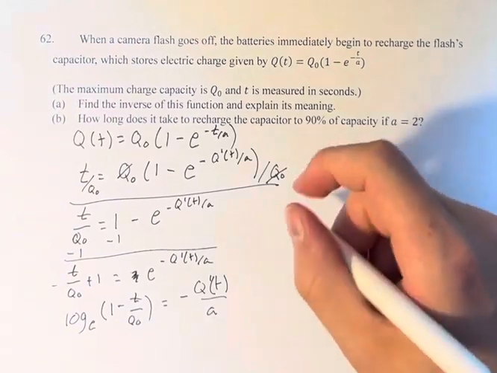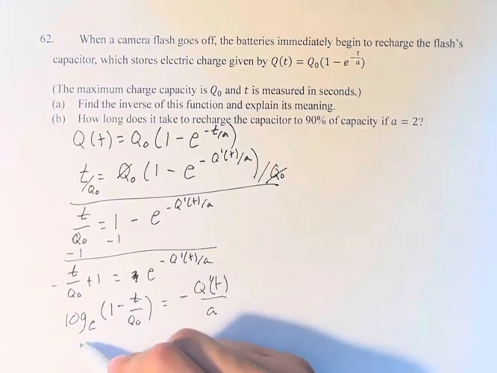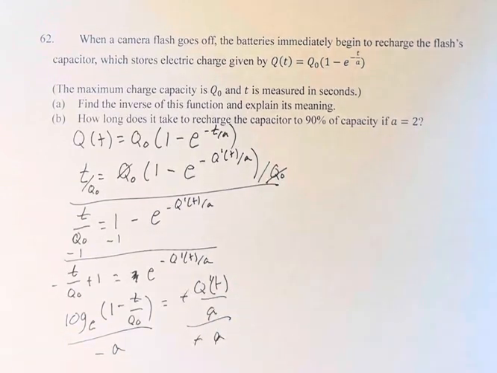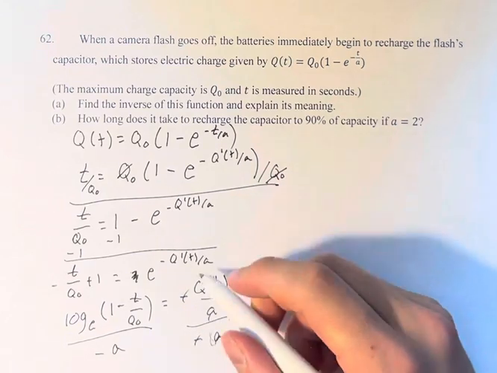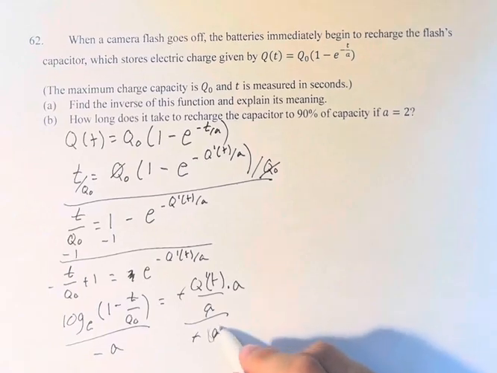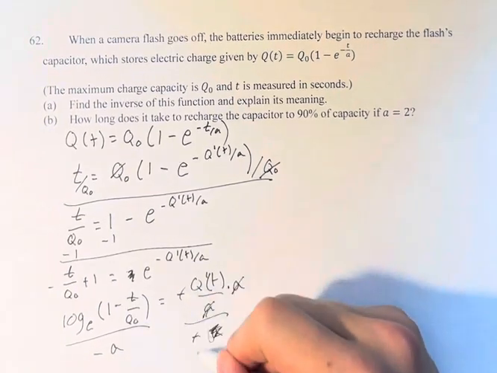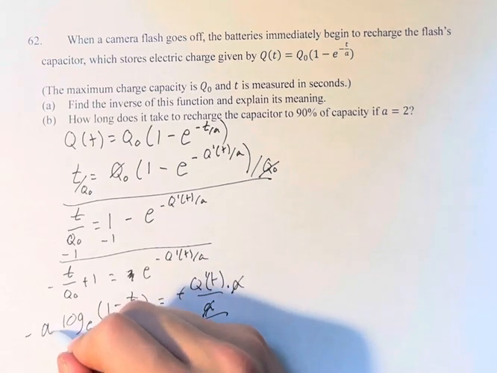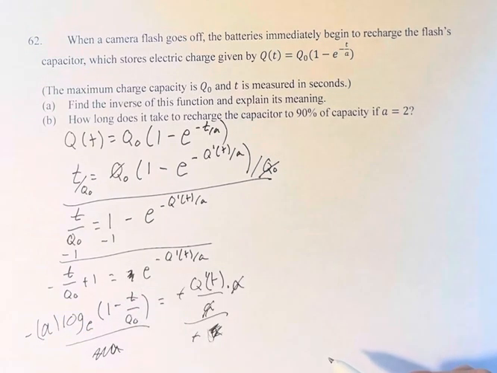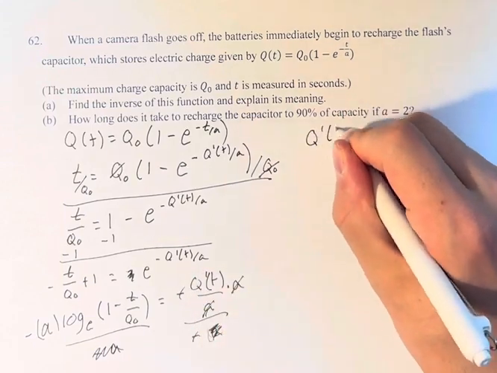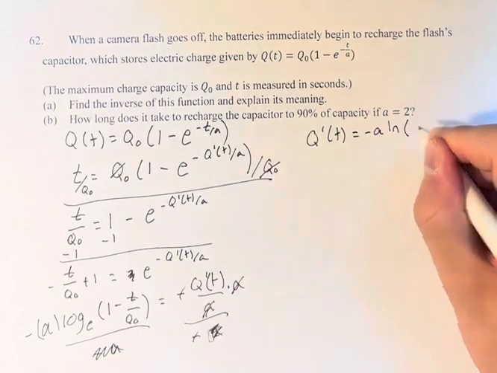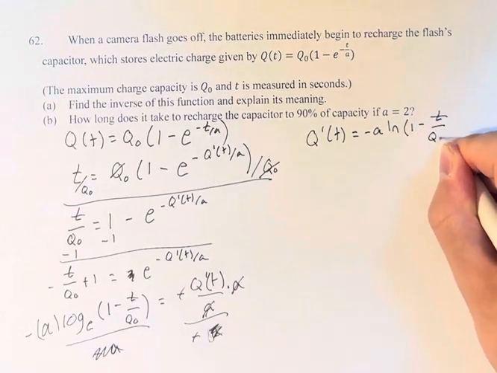Bringing this up here. If we divide both sides by negative a, negative signs cancel, a's cancel. And actually, we're going to have to multiply by a since it's in the denominator. So ignore this. This a cancels with this, and the negative signs, it doesn't matter, they just cancel anyways. So multiplying by negative a this time, not dividing, we get the inverse of q equals negative a times log base e, which is ln, of 1 minus t over q naught.